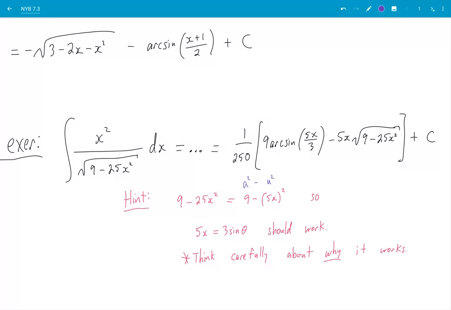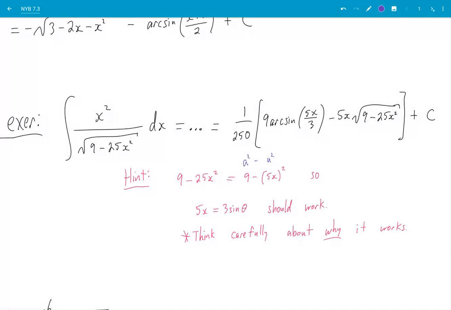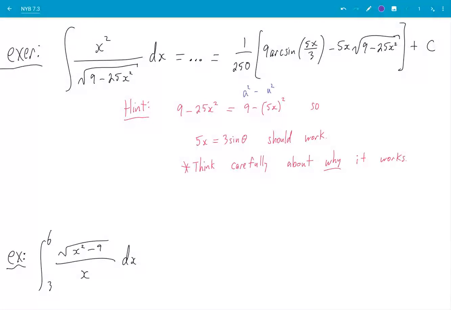So that form suggests a sine. But it's not quite sine, right? To get the kind of simplification you want, you have to do something a bit more clever. Anyways, I want you to work this out and think carefully about why it works. If you think carefully about why it works, you will be more likely to make correct choices in the future. Copy this example, which I will take up in the next video.